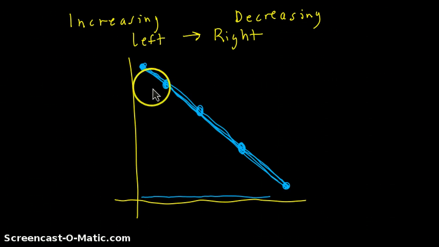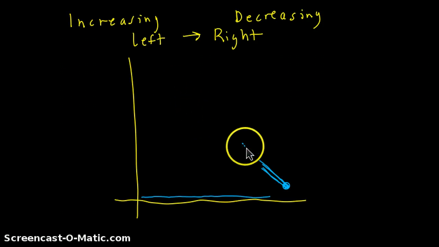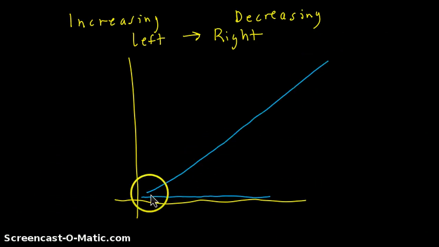On the other hand, if we had a graph that looked something like this, since as we move on this graph from left to right, the y values are going up, they're increasing, we say this graph is increasing. So that's the basic idea of increasing and decreasing.